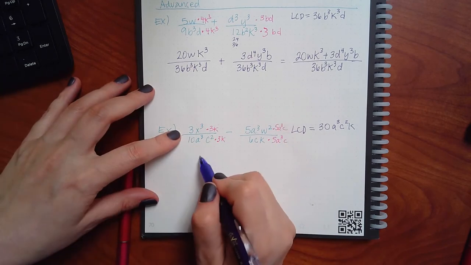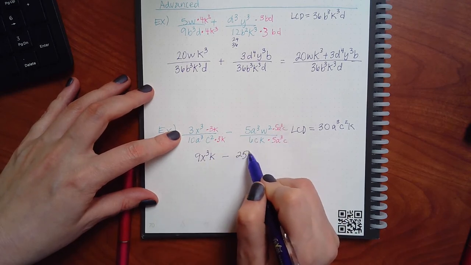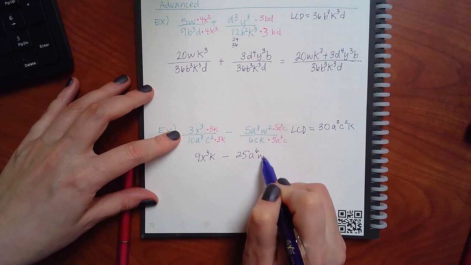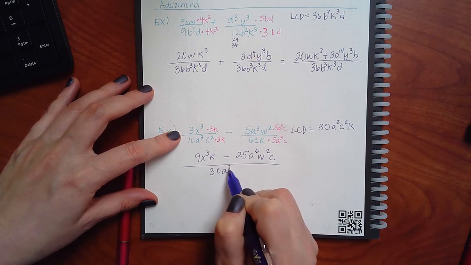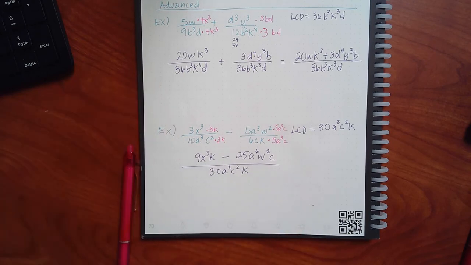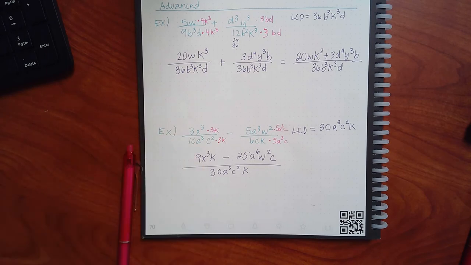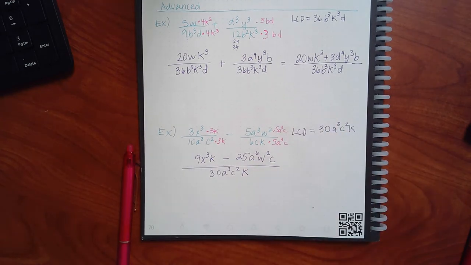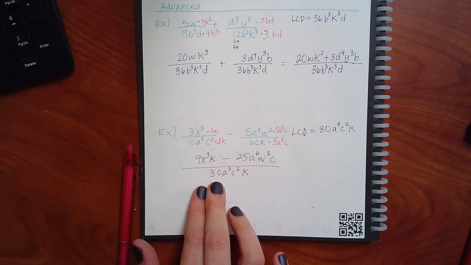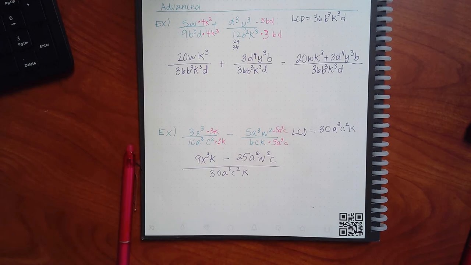So let's see, we get 9x cubed k, and we get 25a to the 6, w to the 2, and c. And the bottom, we're going to end up with that common denominator, right? And I just put them together already, because it's just one thing and one thing. You can put them together. You don't have to write it separated first and then together. Now, if there were two terms up here, I can't jump to the answer, because you might have to distribute some things when you have two terms, okay?